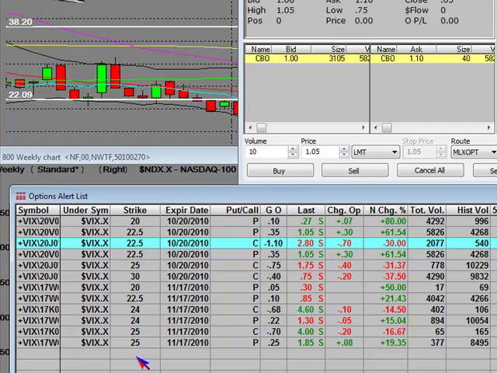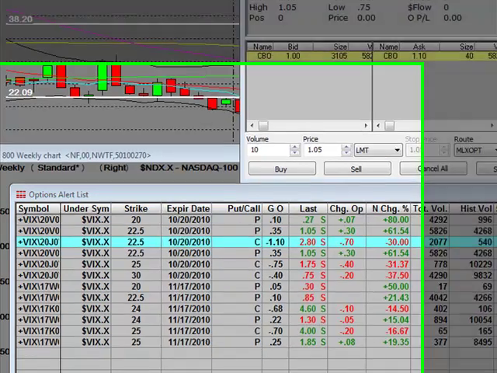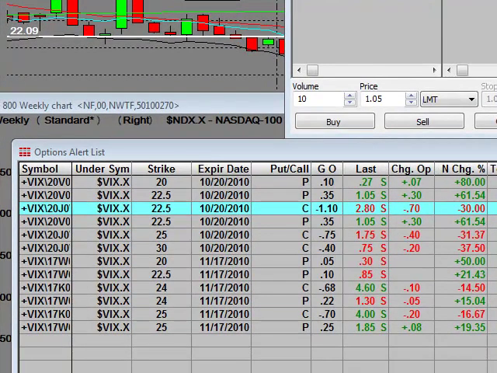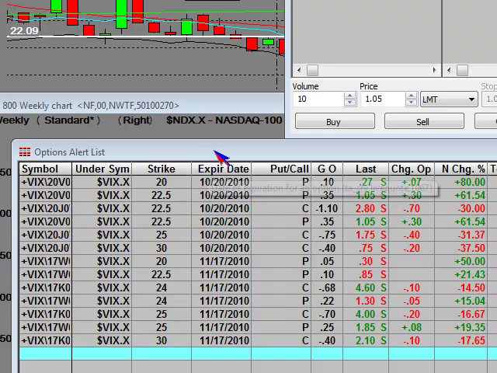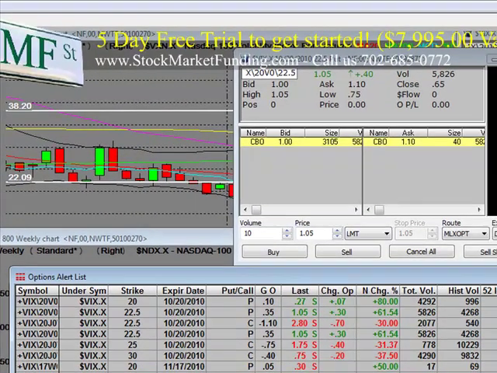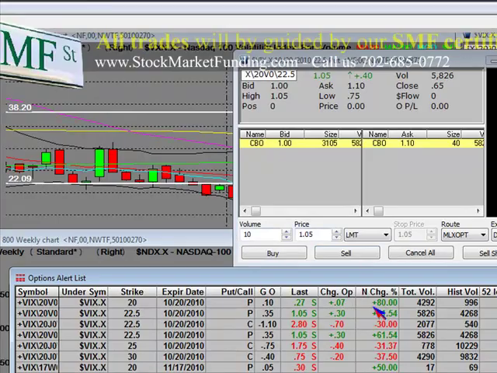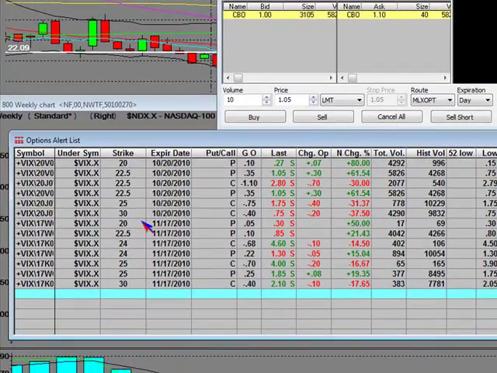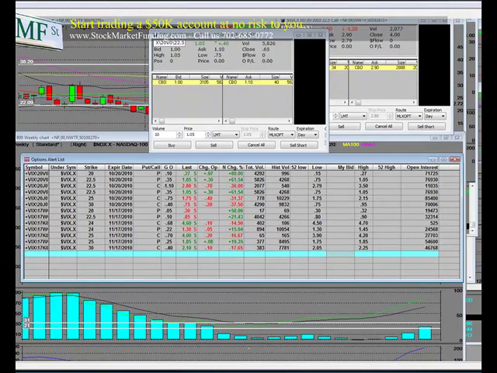Here, we're going to load another one, a $30 call for November. And there. And let's save that, page save. So this is what we're going to be looking at. We're going to be looking at all scenarios, all mathematical trading equations.